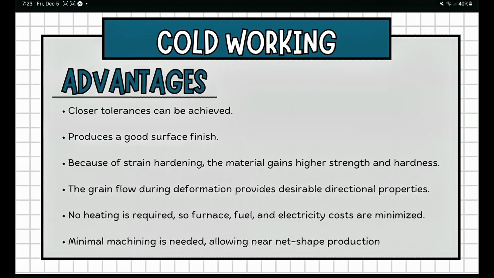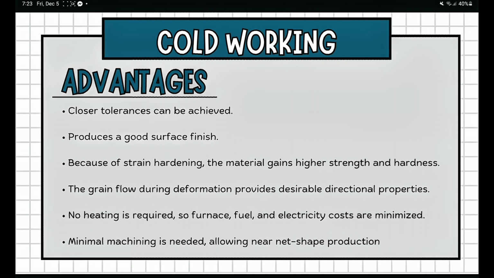Moving on, I'm going to discuss to you the advantages of cold working. The first one is closer tolerances can be achieved. So in cold working, the metal doesn't expand or shrink because there's no heat involved. So that's why we can achieve very precise and accurate dimensions.